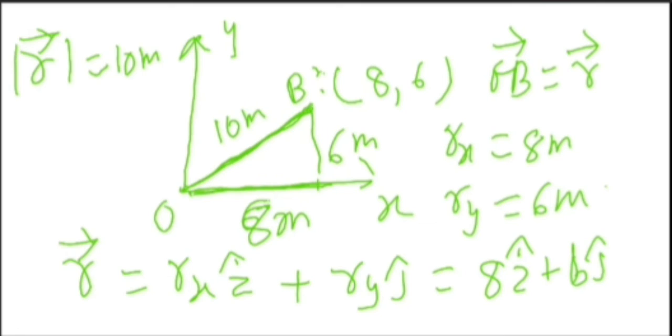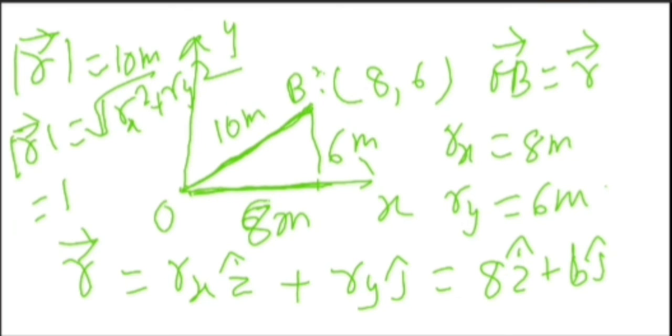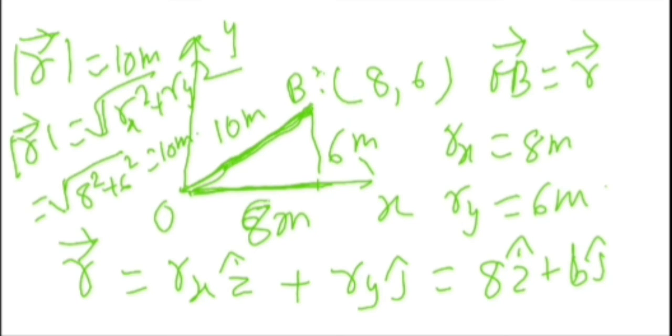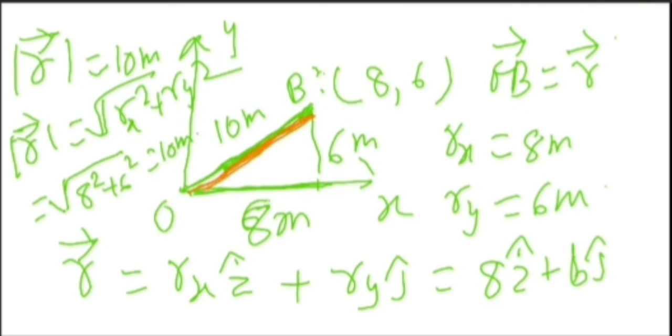Let's check it. By using Pythagoras, we are seeing a right angle triangle, base 8 meter and altitude 6 meter. So hypotenuse r can be written as root of 8 square plus 6 square, that is root of 100, which is 10 meter. This is the magnitude of position vector OB. So this is true.